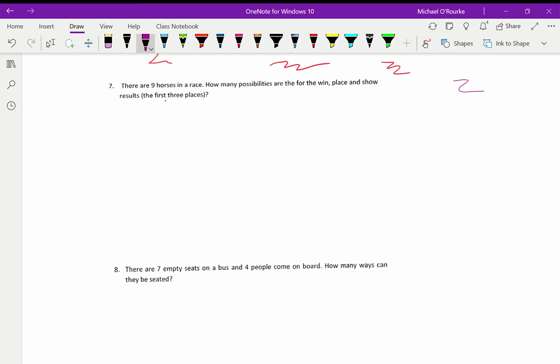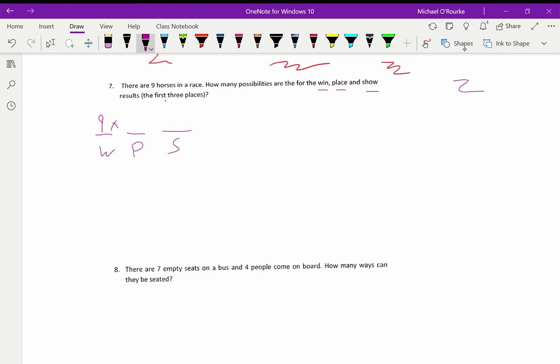There are nine horses in a race. How many possibilities are there for win, place, and show? For the first three places. Okay, so we have nine horses all together. But we only have win, place, and show. So if we think about it, how many options do we have to win the race? Well, we have nine options to win the race.